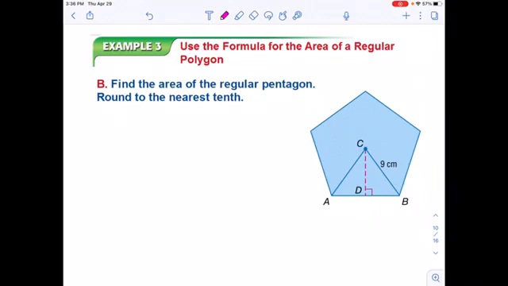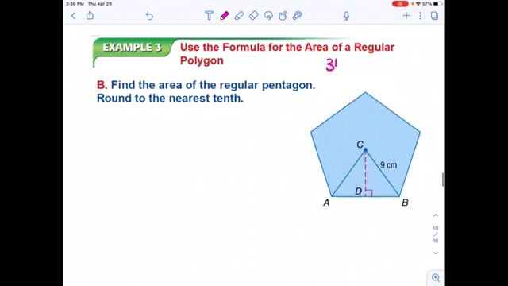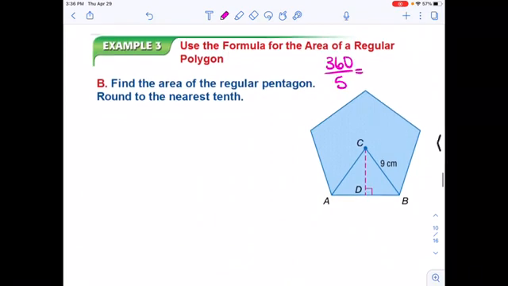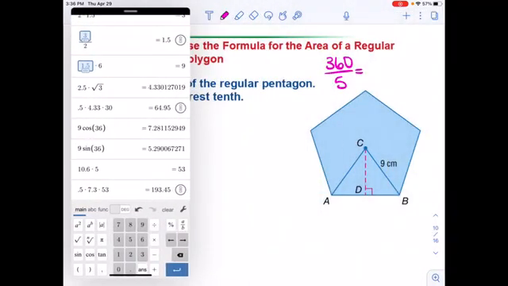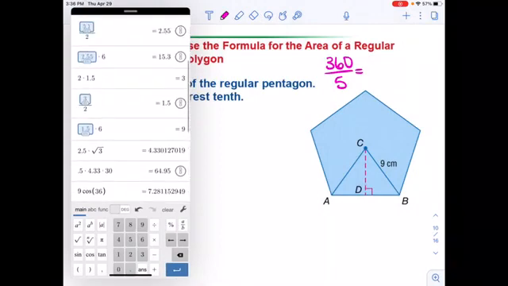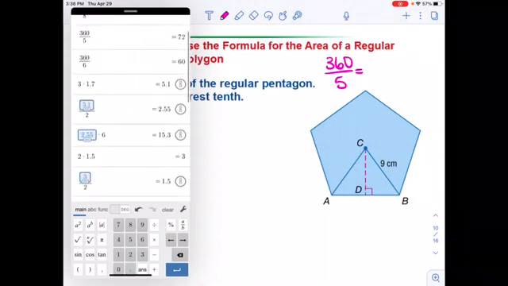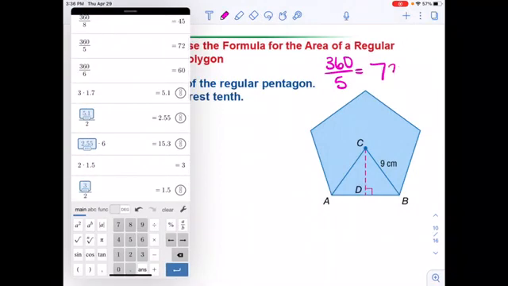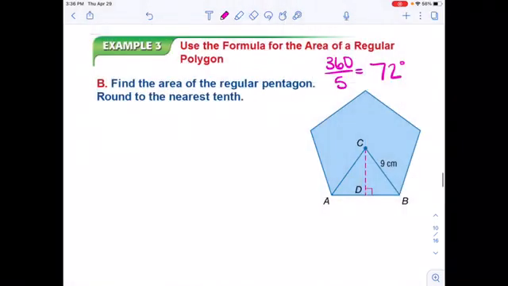We are going to find the area of the regular pentagon this time and round our answer to the nearest tenth. So I want to start out once again finding the central angle. I'm going to take 360 divided by 5, which is 72 degrees. So we have 72 degrees here.